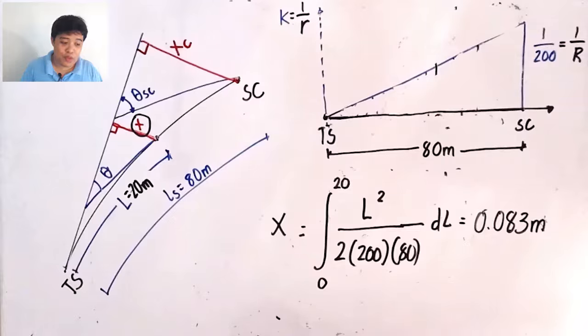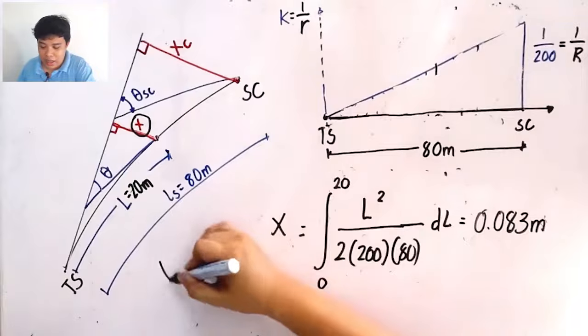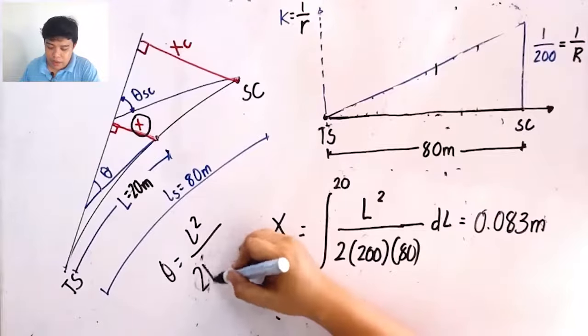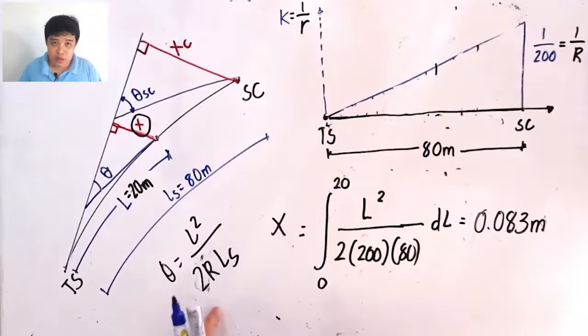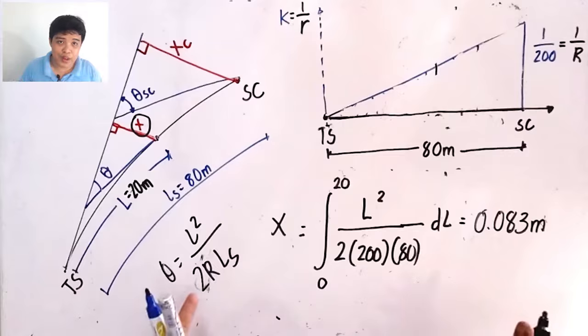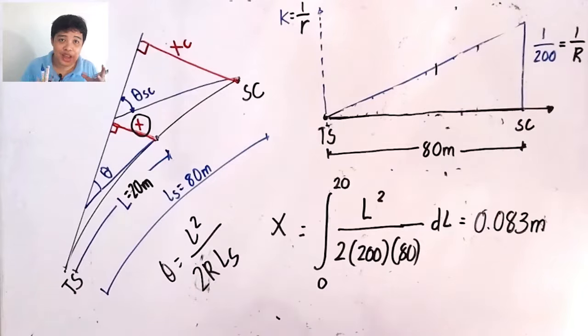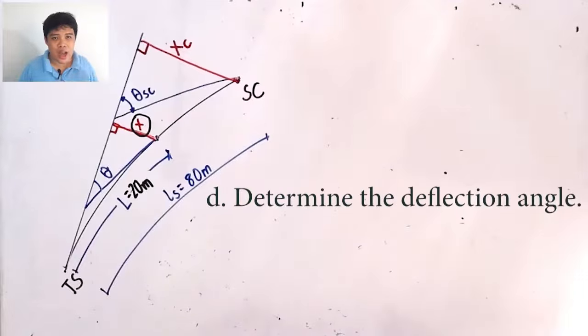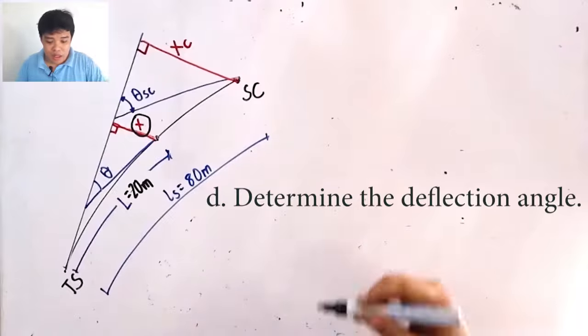Okay, that is how you do it. So for me, if you already knew the formula that theta is L squared over 2R L sub S, you just use it, and then if you want to get the value of X, you just integrate in your calculator. Less hassle. So next question is determine the deflection angle. I will let you solve this because this is very easy.